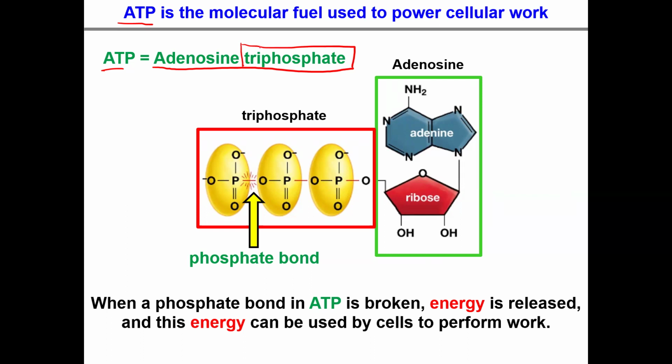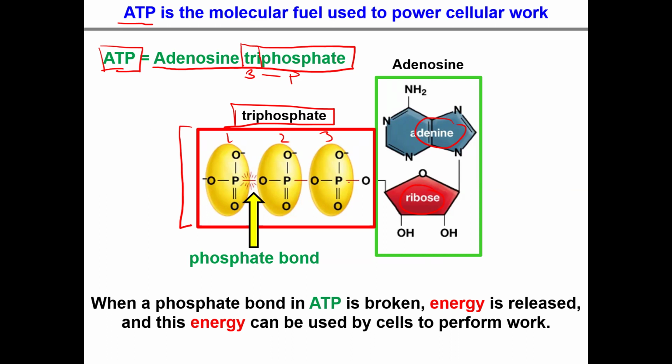So since it's triphosphate, that means we have three, and then we have phosphate. So we have three phosphates. So the reason why ATP is so strong is because we have three phosphates here. Now, again, you can see our adenosine, we have adenine, and then we have ribose. But we also have our three phosphates, 1, 2, and 3. And this triphosphate, again, is allowing us to have such a high densely packed molecule that's going to allow us to go through all of our cellular energy, cellular work, things like that.